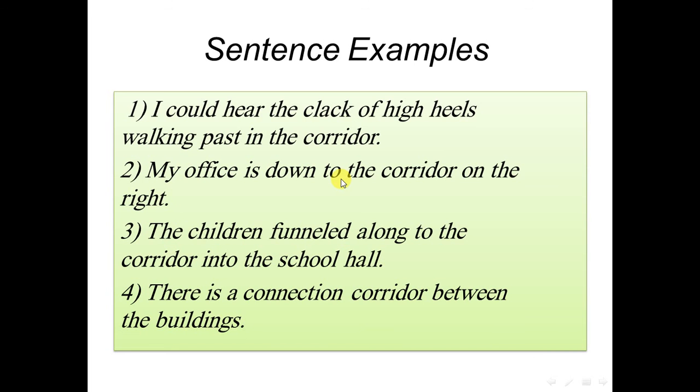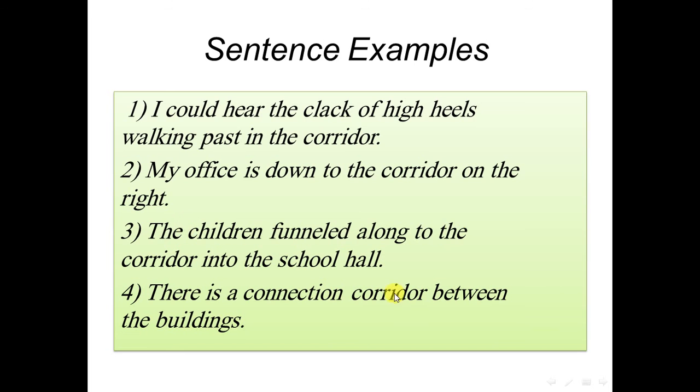Number two: my office is down the corridor on the right. Imagine you are in a company. In a company there's a corridor, and along the corridor we have offices: manager offices, offices for employees, and offices for engineers. So you tell the location of your office in a building. You say, hello my friend, my office is down the corridor on the right. You go down the corridor and turn right, and there's my office.